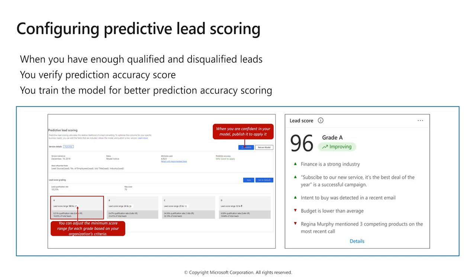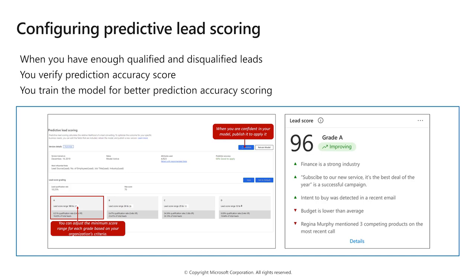A lead scoring model has the following grades. Grade A, which is green, is the highest likelihood for conversion into an opportunity. Grade B is purple, then we've got grade C, which is yellow, and grade D, which is red. Now, this is the lowest likelihood for conversion into an opportunity. Each grade has a minimum and maximum score.